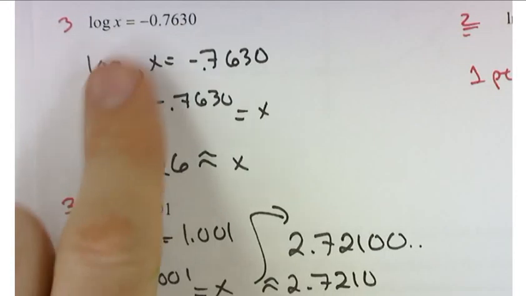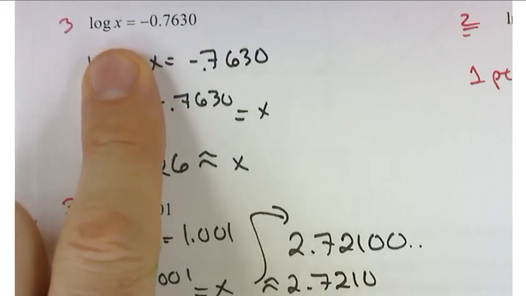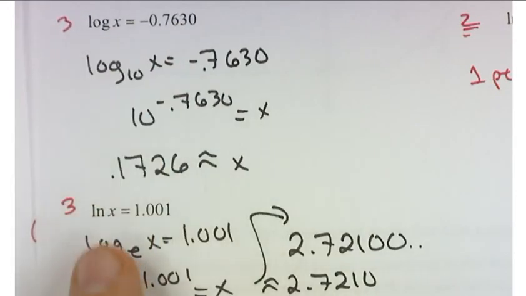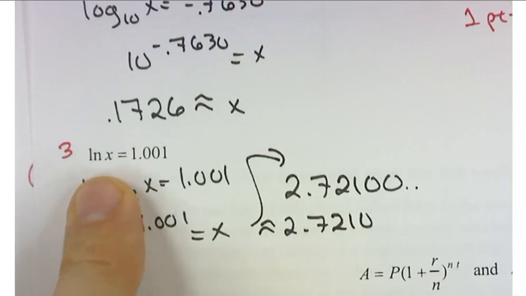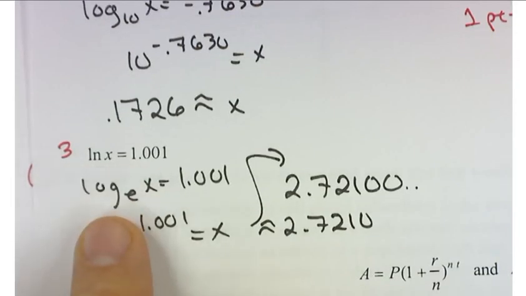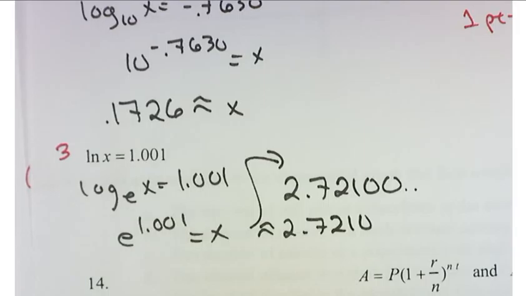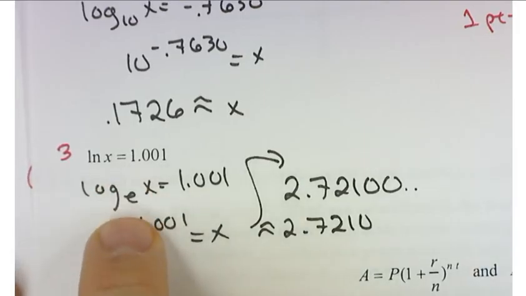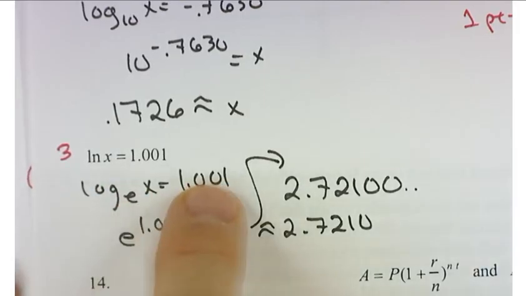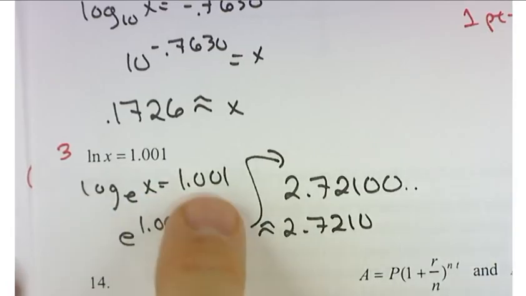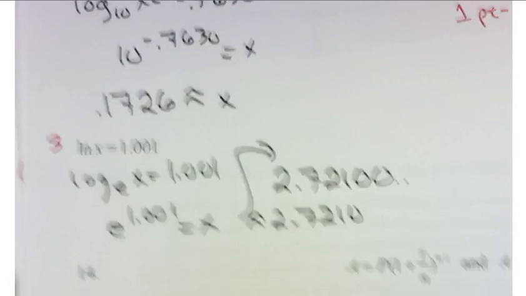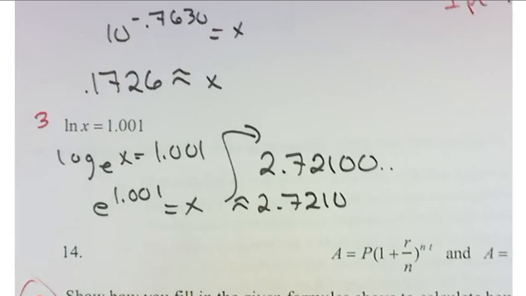What's understood to be the base when you just write log? 10. What's understood to be the base when you have ln? e. So if you can write those like that, then it's just the base to that power equals this. e to this equals x.